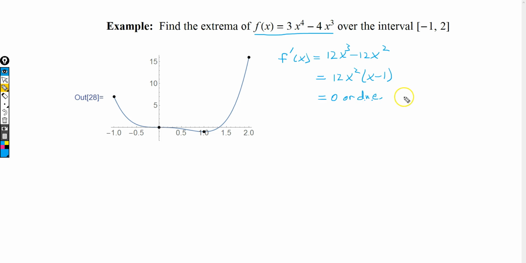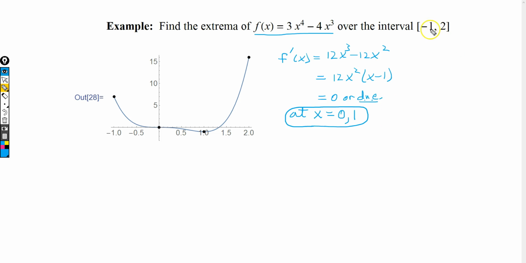Now we have to find where this is equal to 0 or does not exist. Well, 12x squared equals 0 when x is 0. And x minus 1 is equal to 0 when x equals 1. And since this is a polynomial, we don't have to worry about it not existing anywhere. The derivative exists everywhere. We're not dividing by anything, so we don't have to worry about the denominator equaling 0. So here are all of our critical numbers.